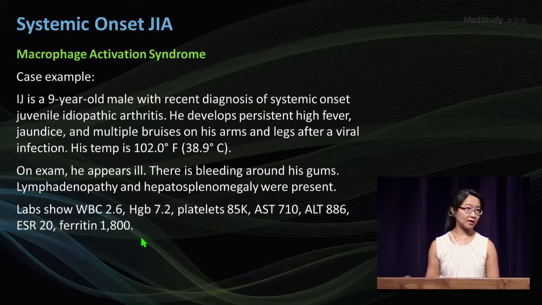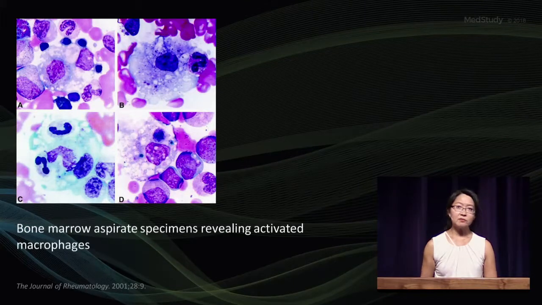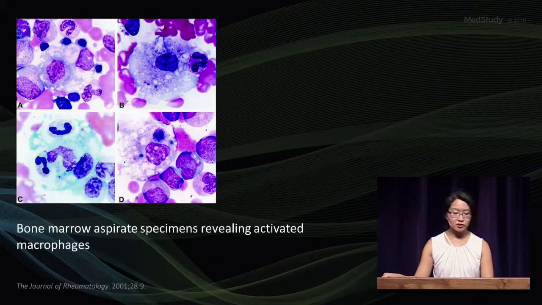Ferritin is elevated, as would be expected in patients with juvenile onset Still's or systemic onset JIA. So if you did a bone marrow biopsy of these patients with macrophage activation syndrome, you'll see activated macrophages, just like the name implies. This one's engulfing a red cell, but they can also engulf other cell types. The biopsy is indistinguishable from hemophagocytic lymphohistiocytosis, HLH.